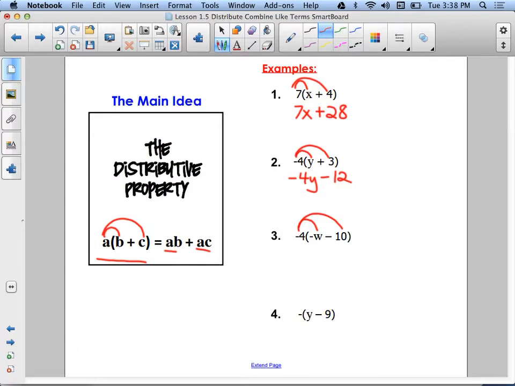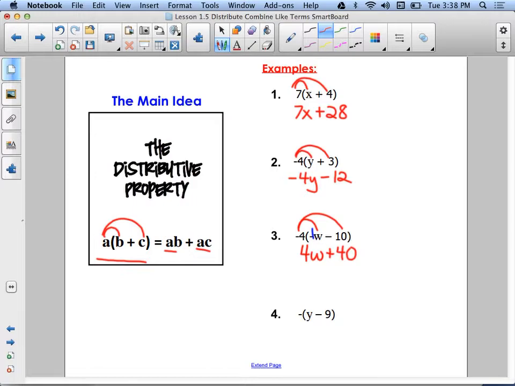So let's look at number 3, being extra careful with the negatives here. We have a negative 4 times negative w. And that w, when we look at this, we could pretend that that is a 1w, so I'll put a little 1 in there, negative 1w. So what I've got is I'm multiplying these coefficients. Negative 4 times negative 1 would be positive 4, so that would be positive 4w. And then I need negative 4 times negative 10. That would be positive 40, so I'm going to say plus 40.